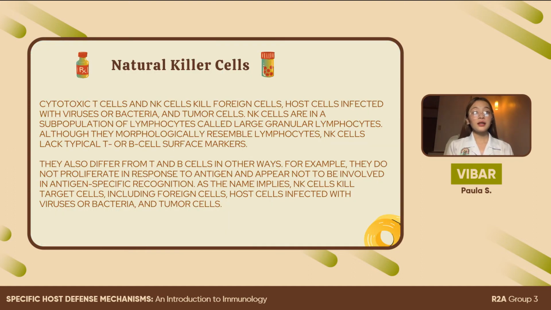Natural killer cells. Cytotoxic T cells and NK cells kill foreign cells, host cells infected with viruses or bacteria, and tumor cells. NK cells are in a subpopulation of lymphocytes called large granular lymphocytes. Although they morphologically resemble lymphocytes, NK cells lack typical T or B cell surface markers. They also differ from T and B cells in other ways. For example, they do not proliferate in response to antigen and appear not to be involved in antigen-specific recognition. As the name implies, NK cells kill target cells, including foreign cells, host cells infected with virus or bacteria, and tumor cells.